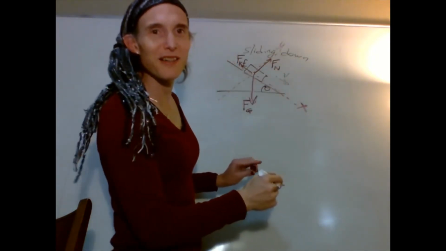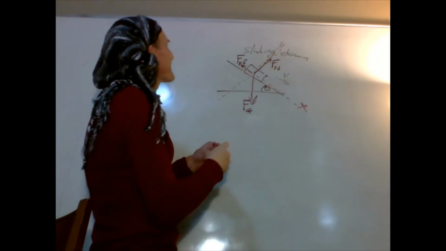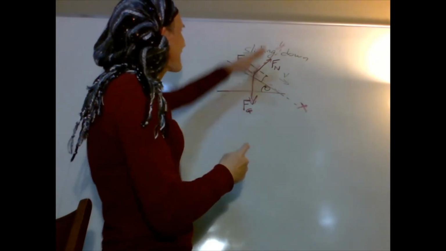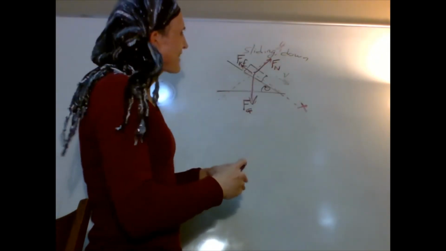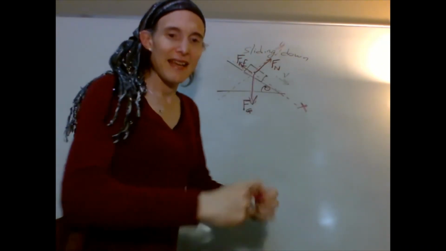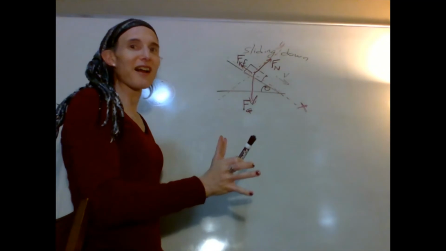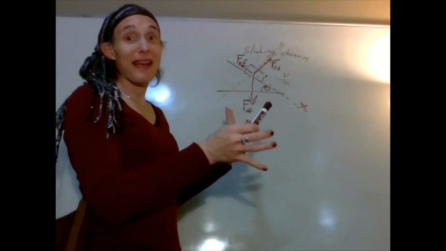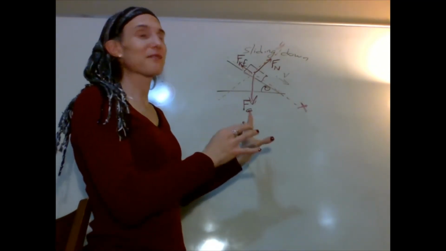Y, my markers are getting low. All right, so y-axis up that way, x-axis down this way, so then we're sliding in the positive x direction.